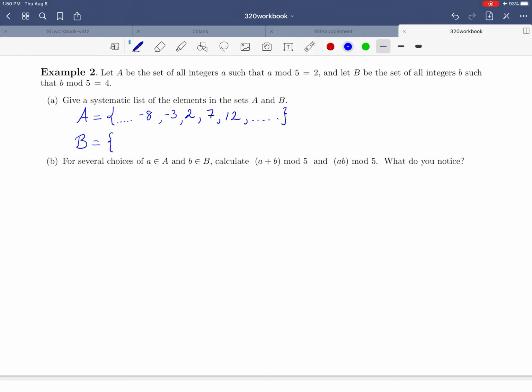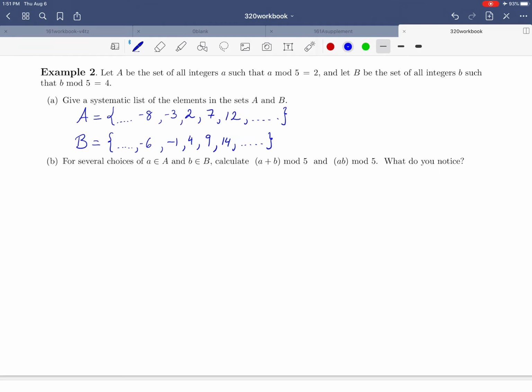For B, we are looking at everything that is equal to 4 mod 5, so 4 is definitely in here. And then what's the next bigger one? That would be 9. If I take 9 and divide by 5, it's 5 plus 4. So yep, 9 is in there. And then the next one would be 14. We're basically just adding 5. That will give us the next number that has the same remainder of 4. And we can also go in the other direction, and we get minus 1, and then minus 6, and I hope you see the pattern right there.